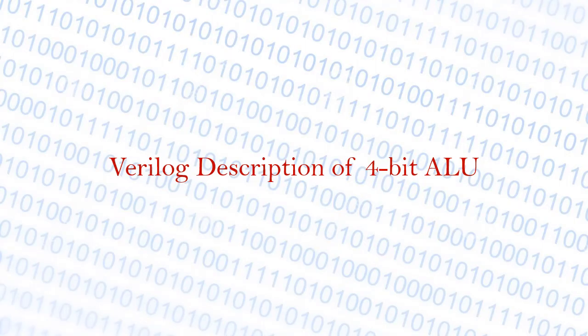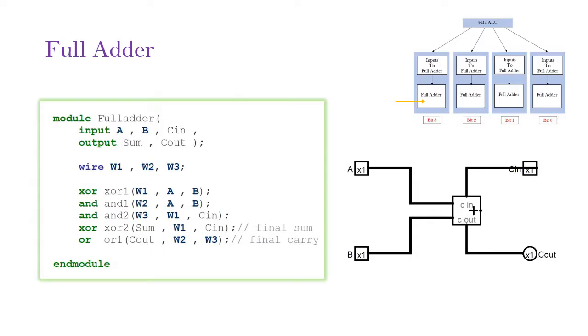Here is the Verilog description of a 4-bit ALU. Let's start our design by designing the smaller modules. First, let's consider a simple full adder design. Inputs A, B and C, and it has two outputs, sum and carry. We have declared 3 wires to connect the internal gates, and this is a very common description of a full adder. So this is the circuit synthesized later.